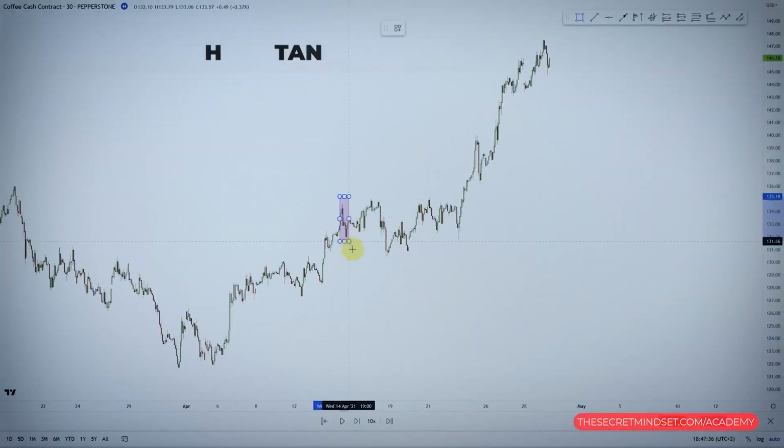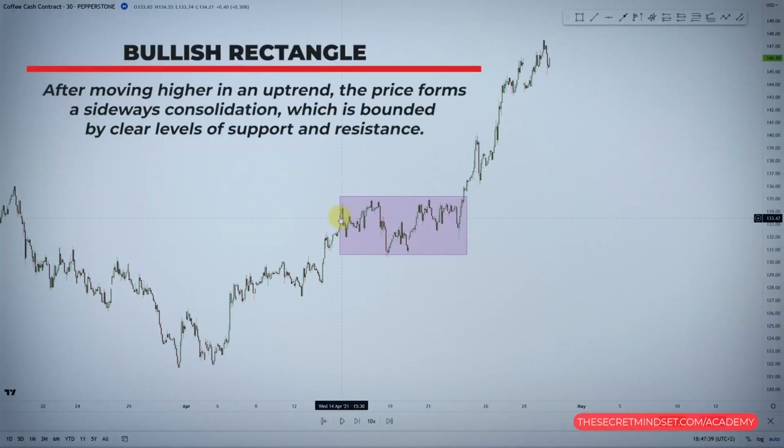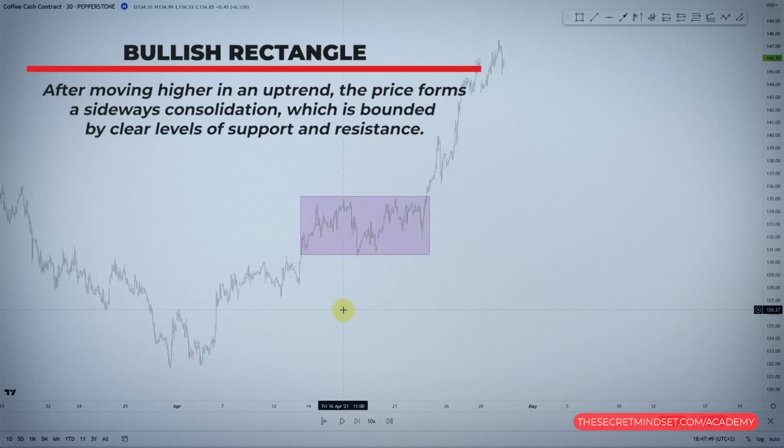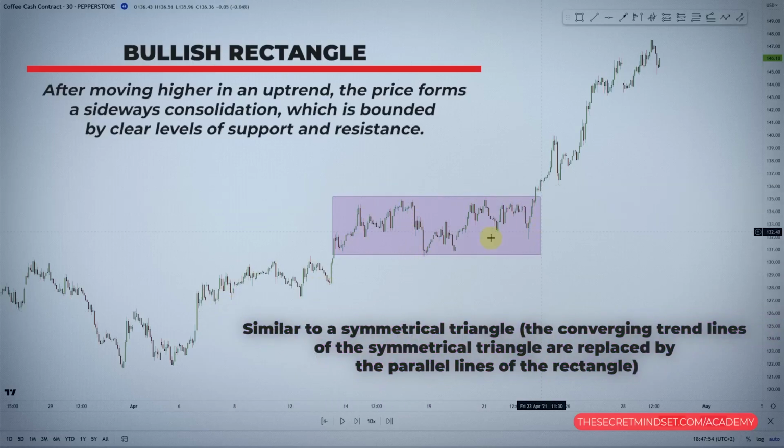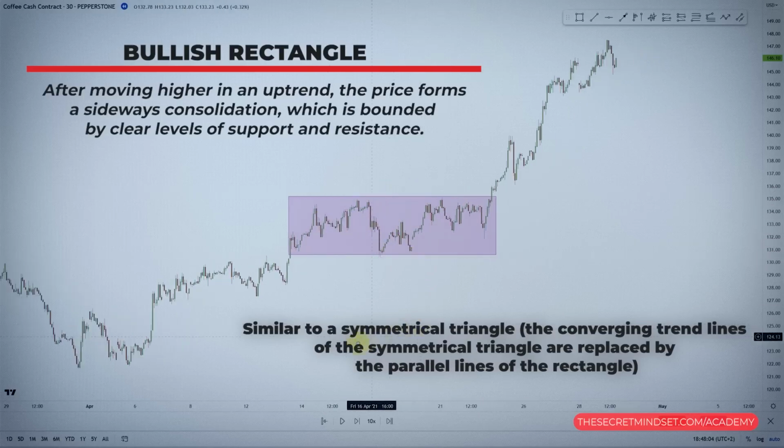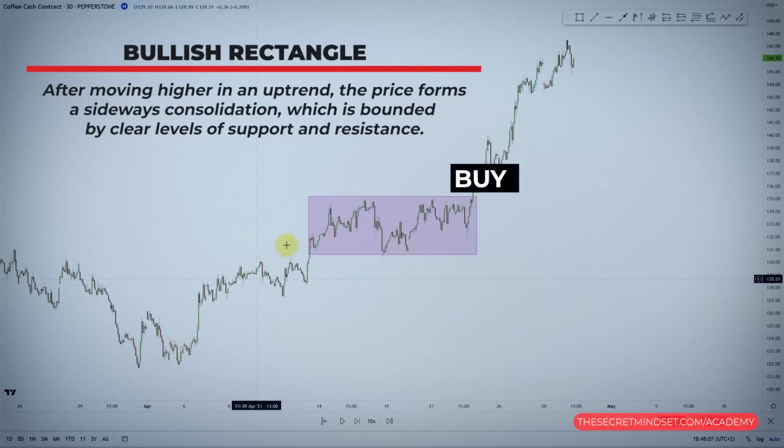A bullish rectangle occurs when, after moving higher in an uptrend, the price forms a sideways consolidation, which is bounded by clear levels of support and resistance. The area of consolidation resembles a box. In theory, this consolidation is similar to a symmetrical triangle. The main difference is the converging trend lines of the symmetrical triangle are replaced by the parallel lines of the rectangle. As with the symmetrical triangle, price is taking a breather before resuming its trend.